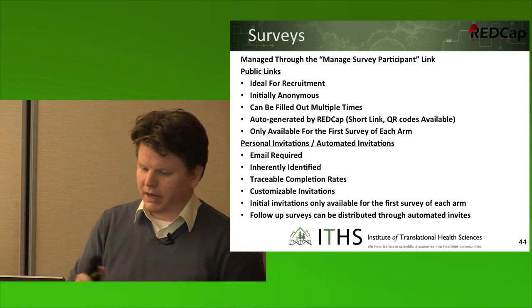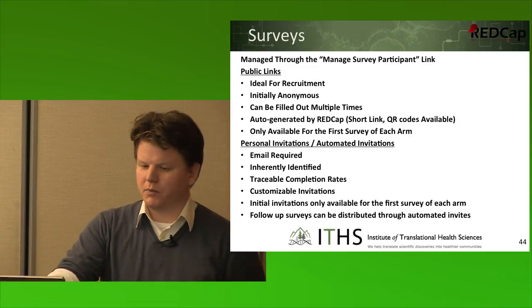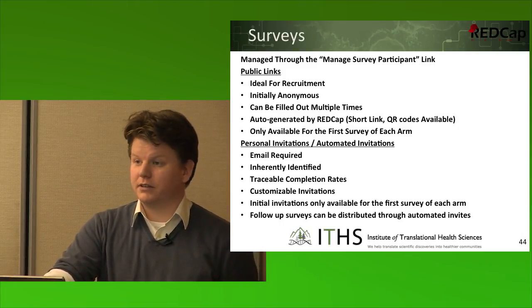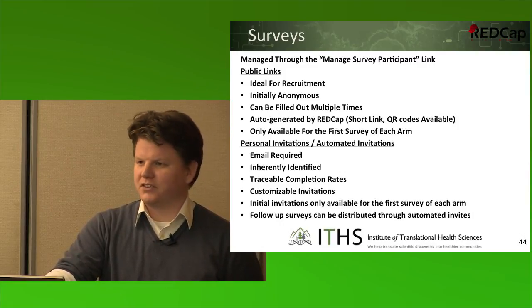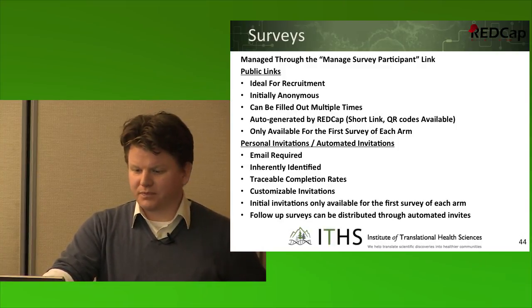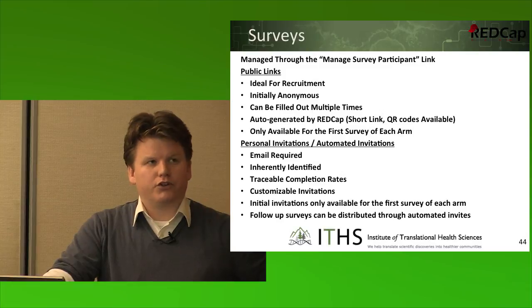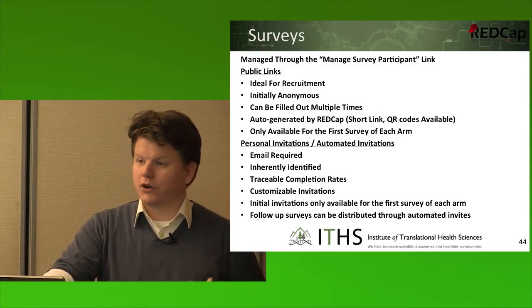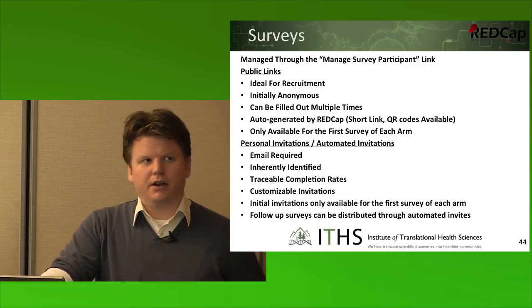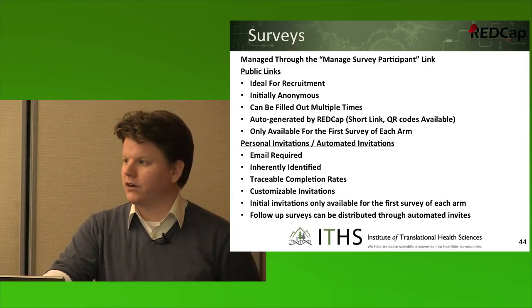So the difference between public and personal or automatic invitations. Public links are ideal for recruitment. They're initially anonymous, meaning that you can send out a public link and do a totally anonymous survey. However, once you ask them what's your name, what's your email address, date of birth, it becomes less anonymous. So initially it's anonymous. This can be filled out multiple times by multiple people at the same time. And this link is auto-generated by REDCap, either as a short link, an embedded link, or if you know what a QR code is, one of those little 2D barcode thingies. REDCap has the feature that you can generate those for any type of link, so you can put them on flyers or something that people can scan.